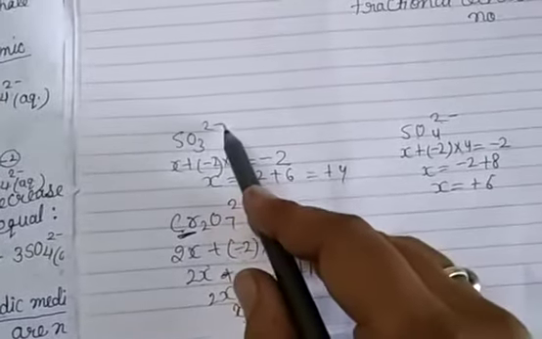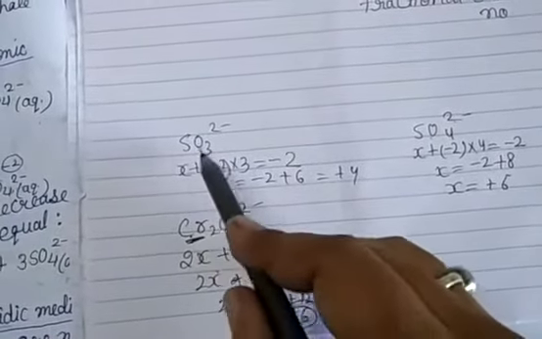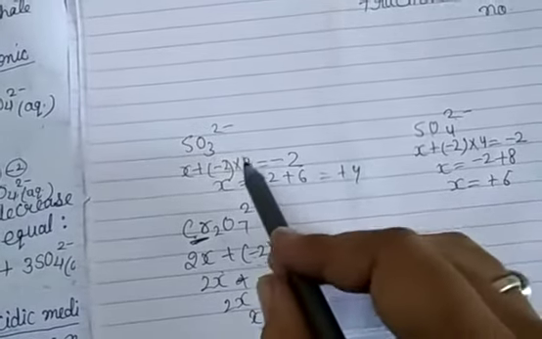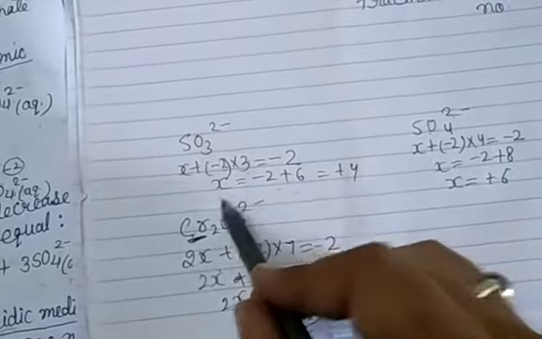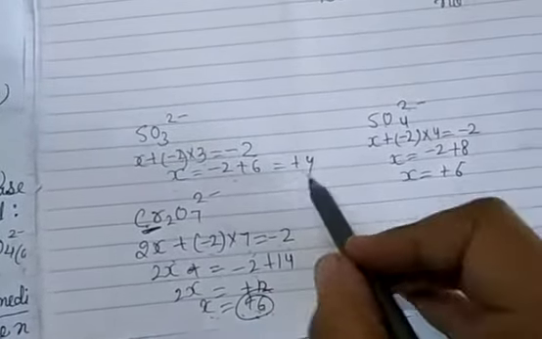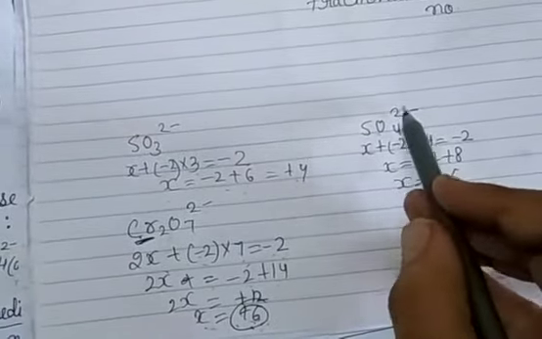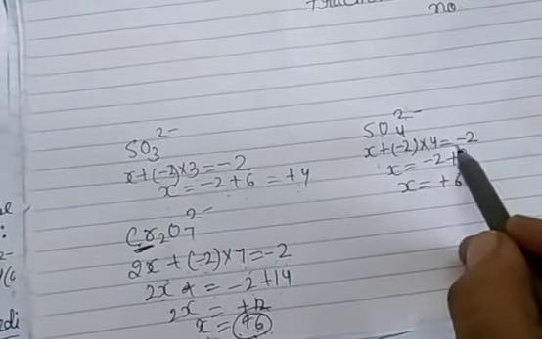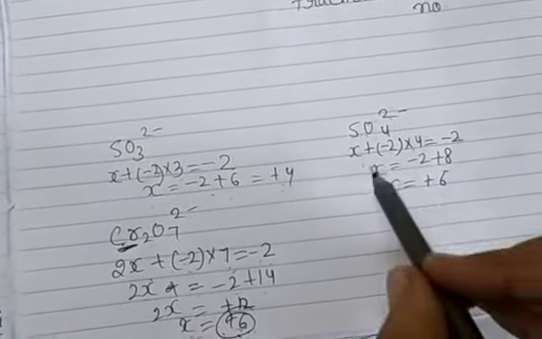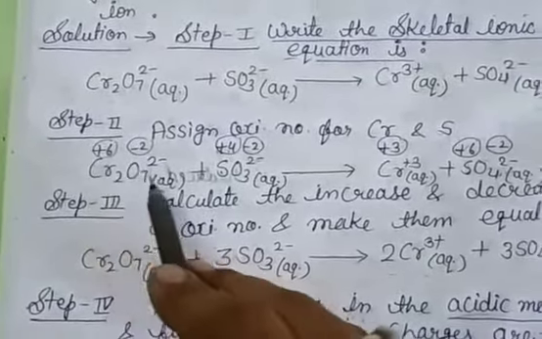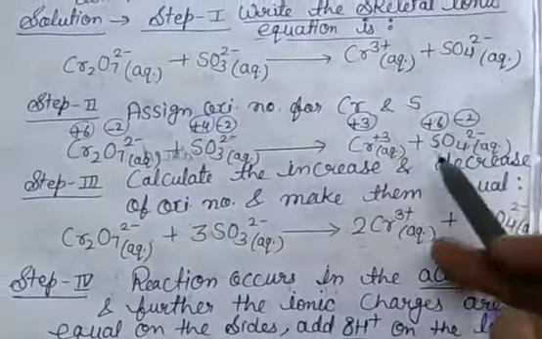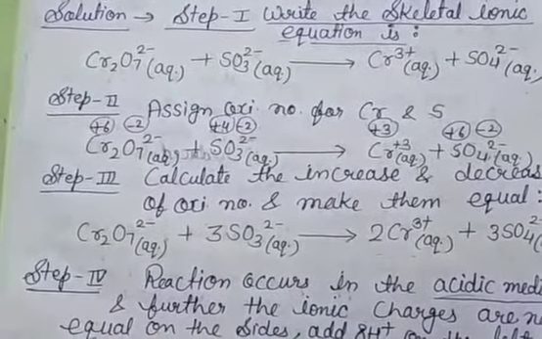Then SO3 2 minus, so sulfur x plus oxygen -2 multiplied by 3 equals the charge -2, so -6 going to the right side +6, so +4 is the sulfur oxidation number. But in sulfate SO4 2 minus, oxidation number of sulfur x plus oxygen -2 multiplied by 4 is equal to -2, so x is equal to +6. So chromium +6, oxygen -2, sulfur +4, oxygen -2, chromium +3, sulfur +6, oxygen -2.